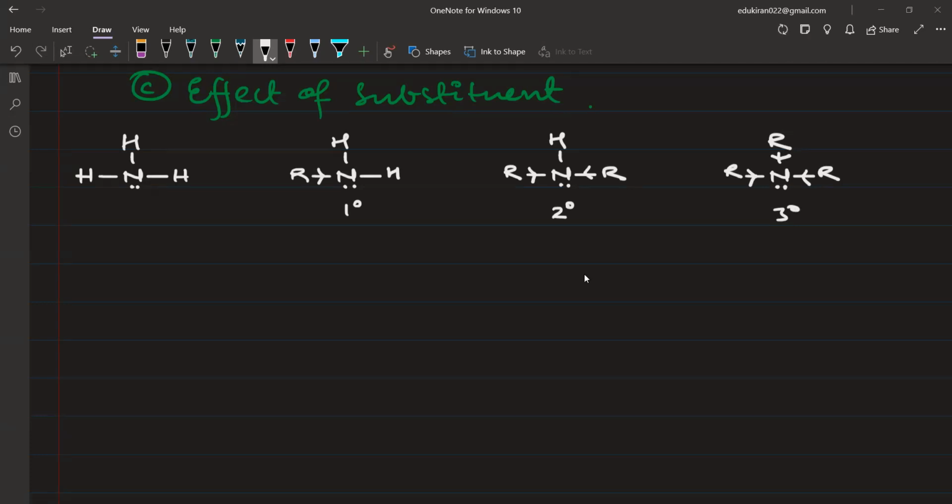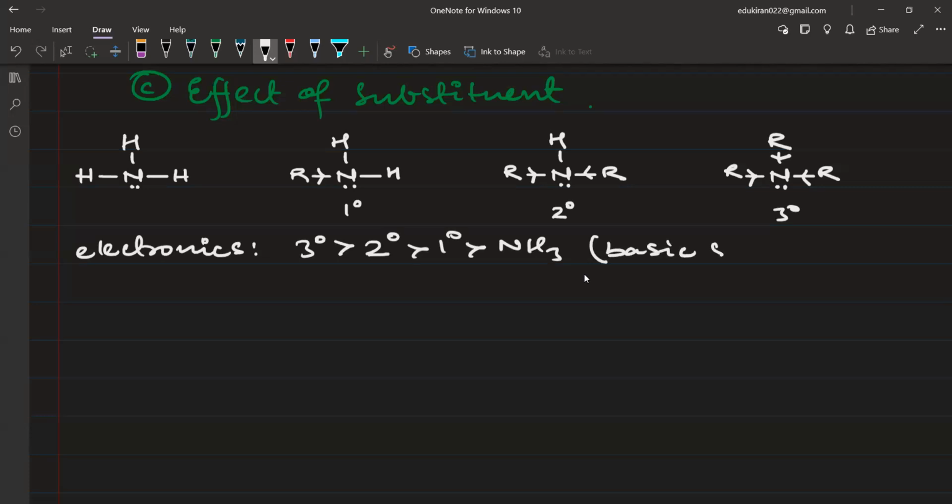So this is known as electronic effect, and in short we call it electronics. That if I just look at the electron richness or deficiency, right? Electron rich means base, electron deficient means acid. If I just look at the electron richness or deficiency, then I will categorize the basic character for electron richness. I will categorize 3 degree as the highest, after that 2 degree, after that 1 degree, and after that ammonia. This is the basic strength if I'm just looking at the electronics.